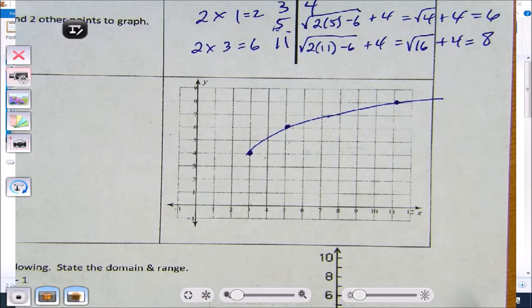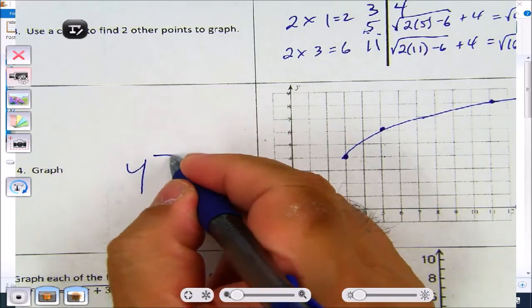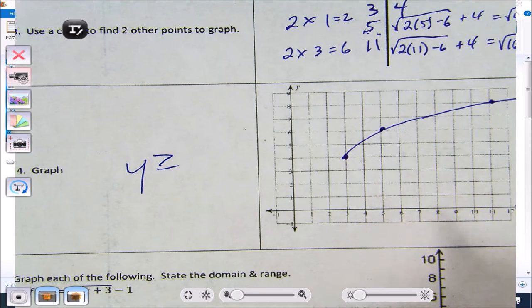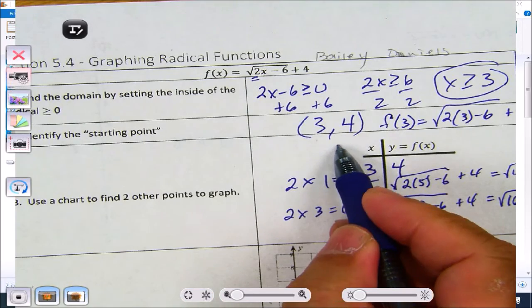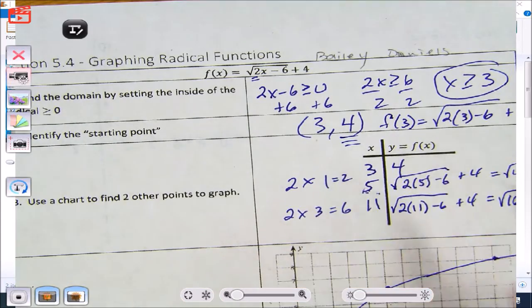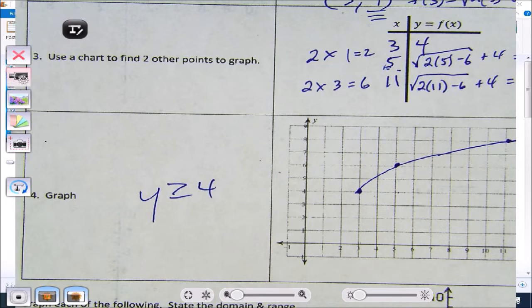What is the range? Is y greater than or equal to 4? You're close, it's not 3. You want to use the starting y value, not the x value. Can we just use a graphing calculator?